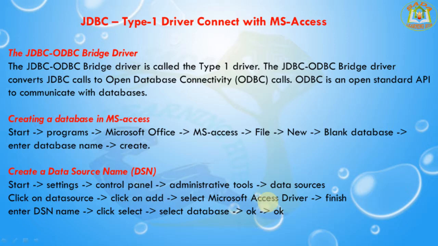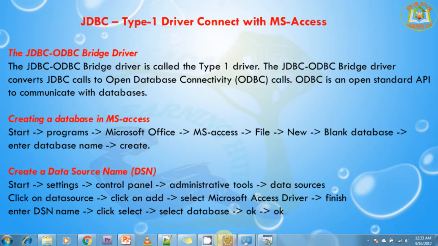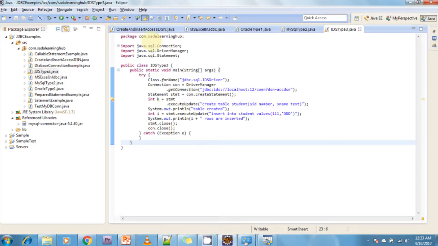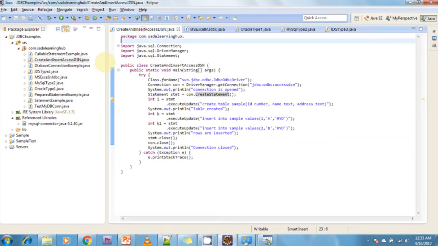After that, I can explain how to access the data source programmatically. I can show you practically. Now I'm creating a table and inserting into the database by using the Access driver. First step, we need to load the driver class name. See here, Class.forName is used to load the driver class. After that, we need to create a connection with that particular database.